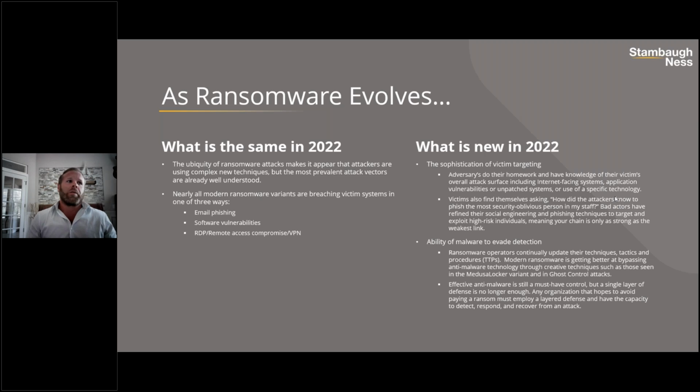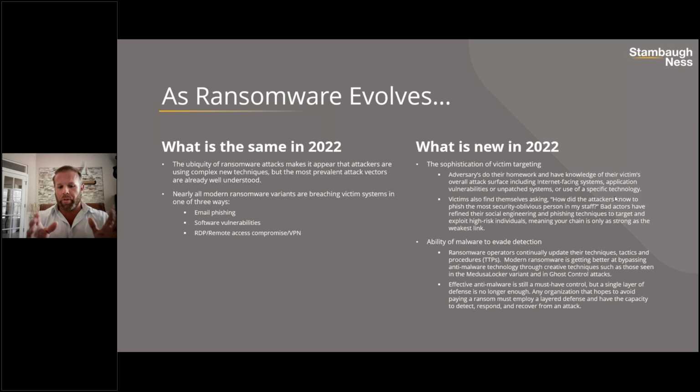But when we think about the modern systems here, the modern variants, I guess, if you will: email phishing, software vulnerabilities, and then, of course, RDP, remote access, compromise through VPN. These are the top 3 vectors for ransomware attacks, and they always will be, unless, who knows, there may be something new that comes out tomorrow or next year.